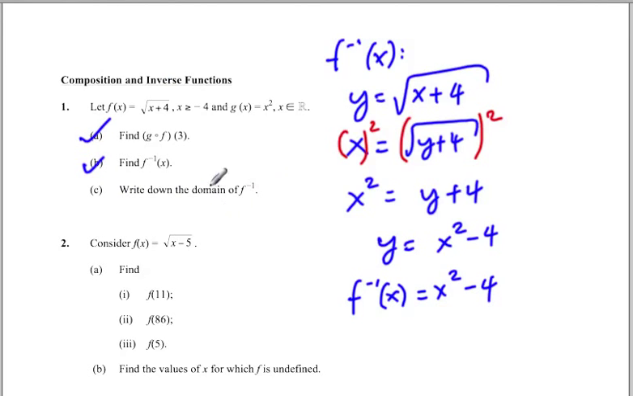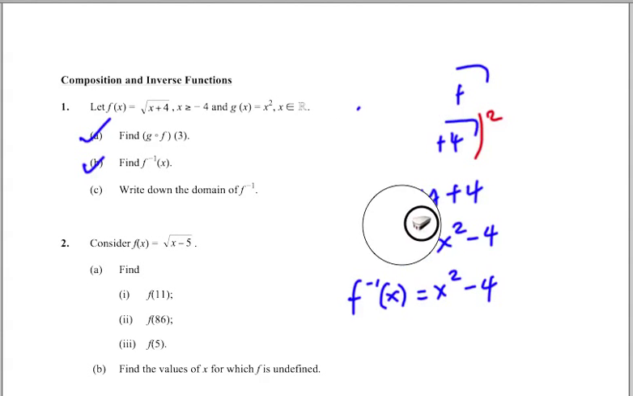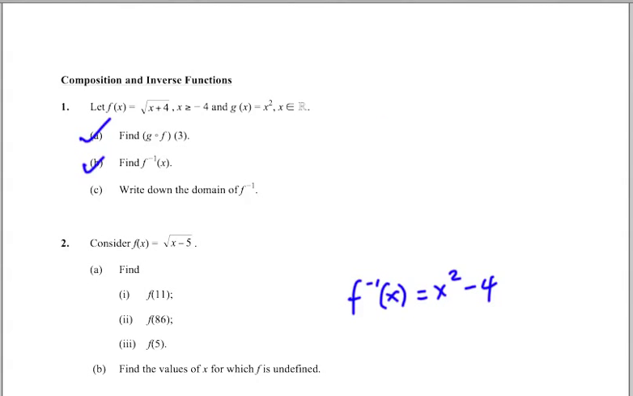Now, write down the domain of f inverse. So once again, I'm going to erase this. You have to remember that the domain of f inverse is really the range of the original function. The domain of the original function is the range of the inverse, and the range of the original function is the domain of the inverse. So we have to find the range.